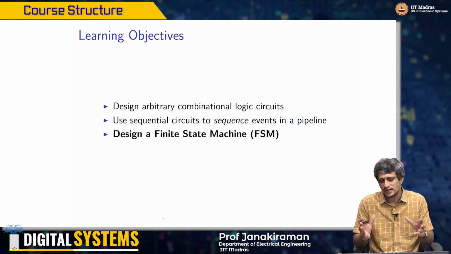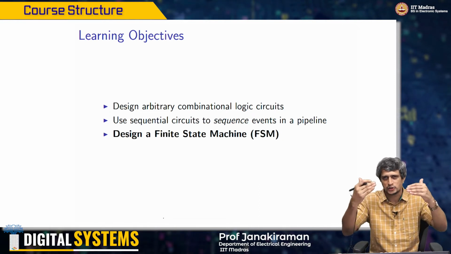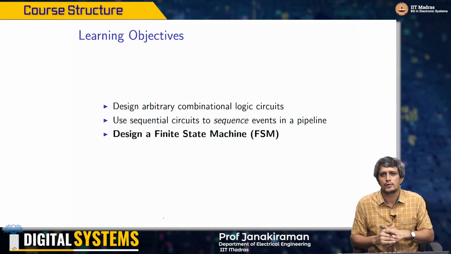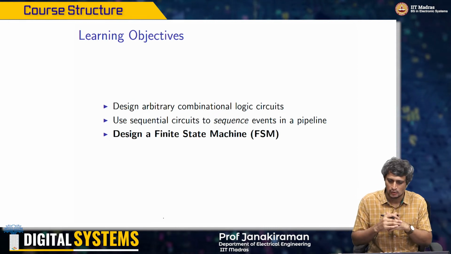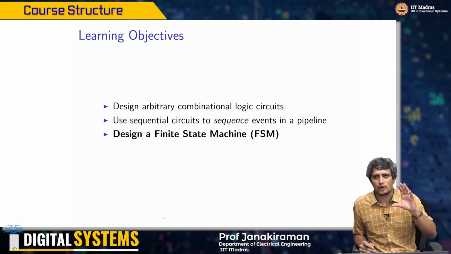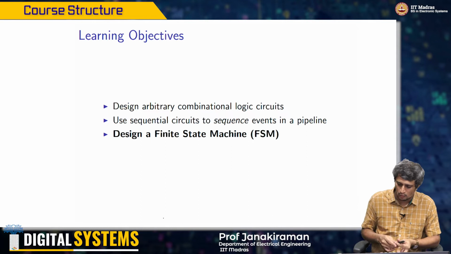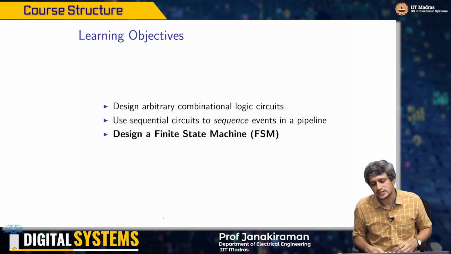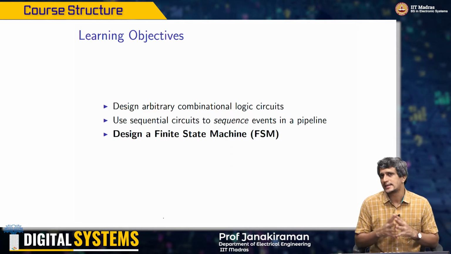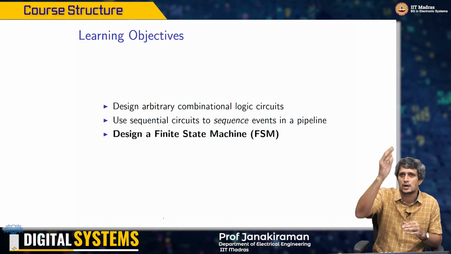Now the last statement is sort of putting the first two together. You should be able to design a finite state machine. A finite state machine involves a combinational circuit and a sequential circuit. Now what is a finite state machine? The simplest example that all of us would have seen is actually your traffic signal counter.